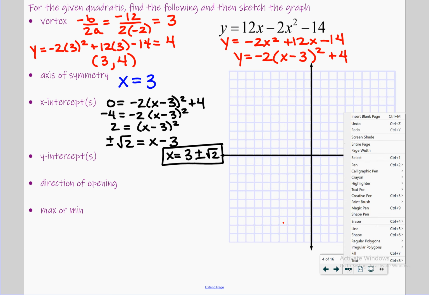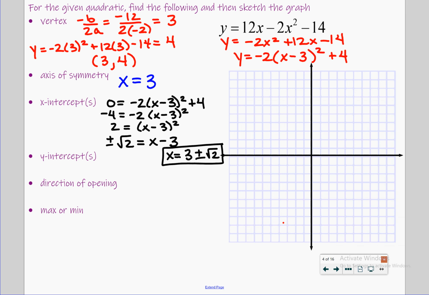Y-intercept is when x is 0. I think it's easy to use the original equation for the y-intercept. 12 times 0 minus 2 times 0 squared minus 14. You can see pretty quickly we get negative 14.